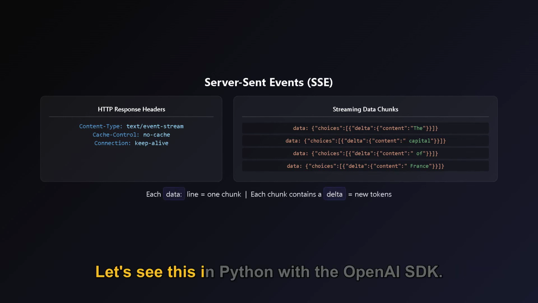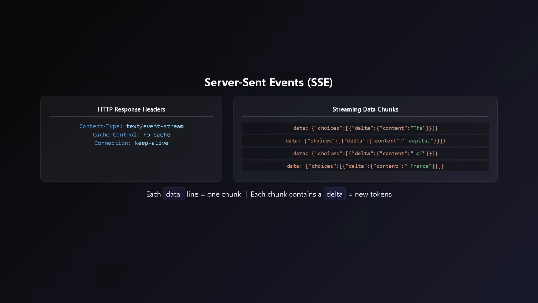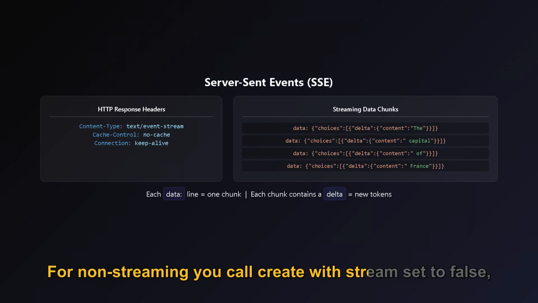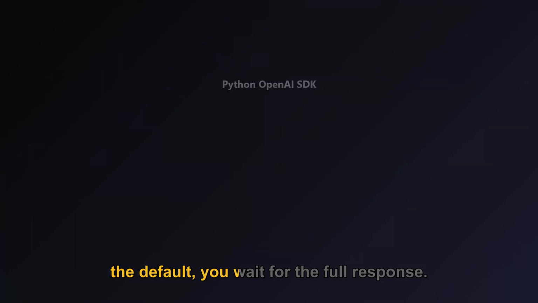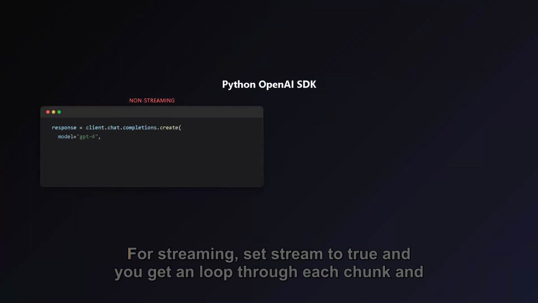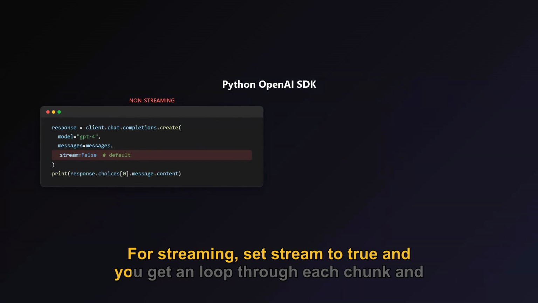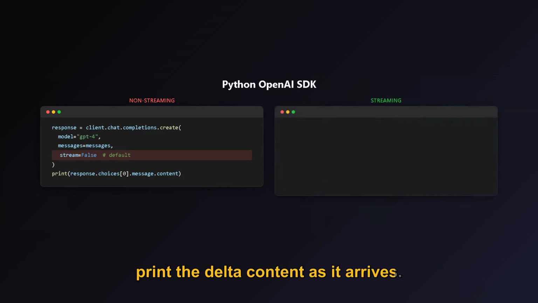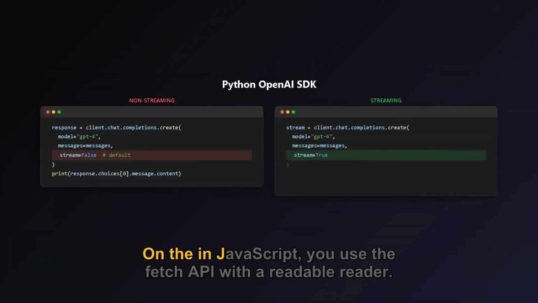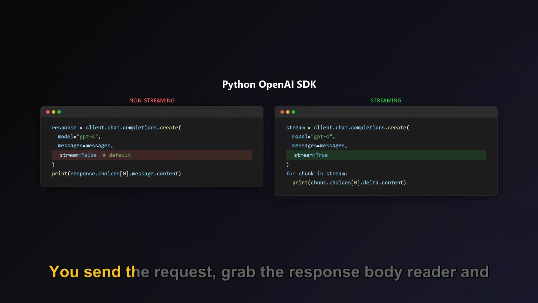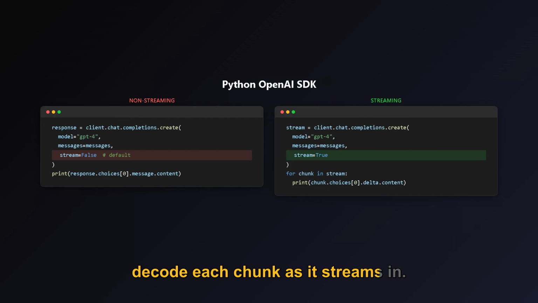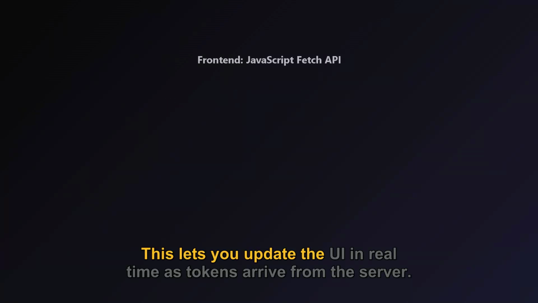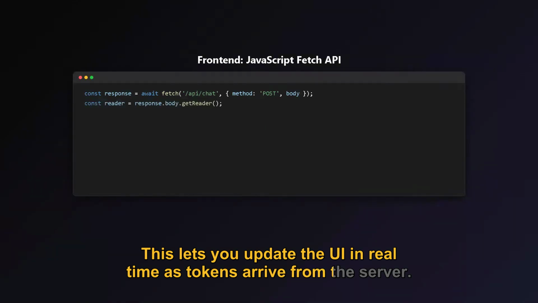Let's see this in Python with the OpenAI SDK. For non-streaming, you call create with stream set to false, the default. You wait for the full response. For streaming, set stream to true and loop through each chunk and print the delta content as it arrives. In JavaScript, you use the fetch API with a readable reader. You send the request, grab the response body reader, and decode each chunk as it streams in. This lets you update the UI in real time as tokens arrive from the server.